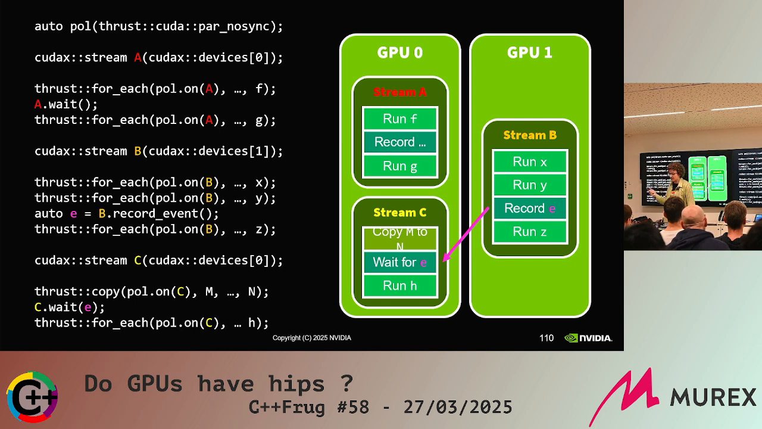So you can use streams to control what specific device your code runs on. By default, they're going to be constructed on the first device, but you can explicitly construct them on any device in your system. And dependencies can be established between streams running on different devices.